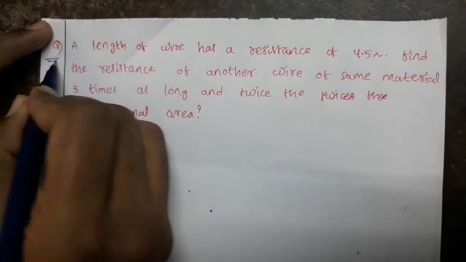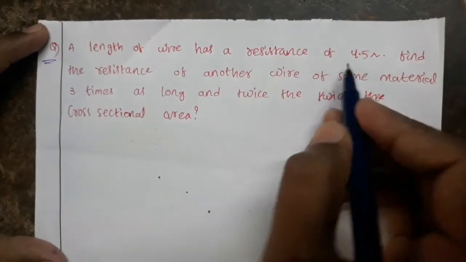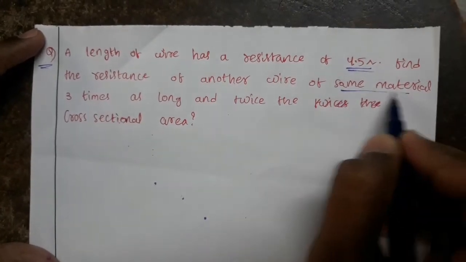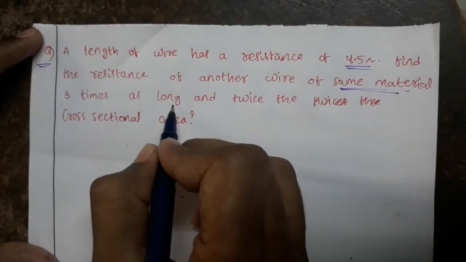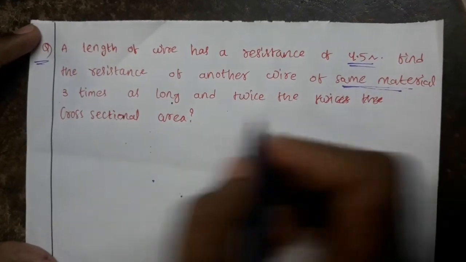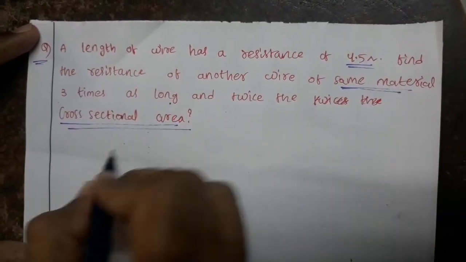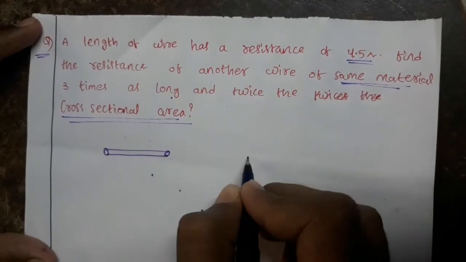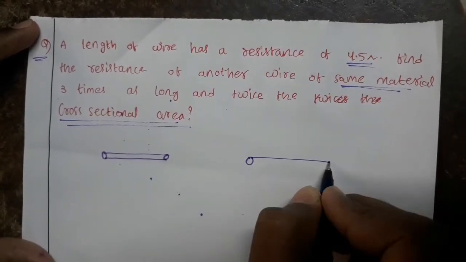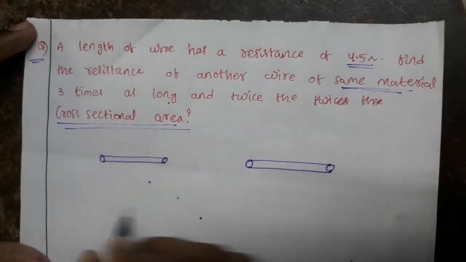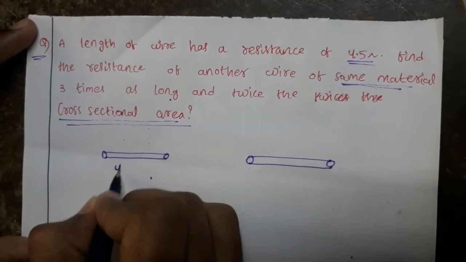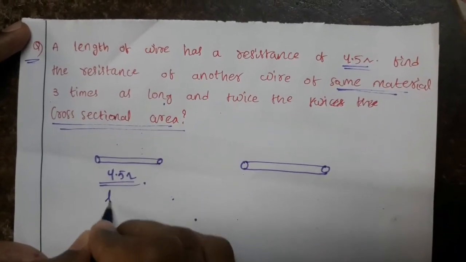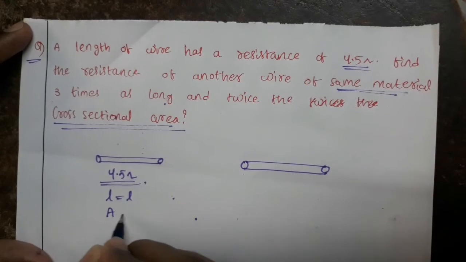Friends, for this question, a length of wire has a resistance of 4.5 ohms. Find the resistance of another wire of same material 3 times as long as and twice the cross section area. We have two wires. This is wire 1 and this is wire 2. This has a resistance of 4.5 ohms, length L and area of cross section A.